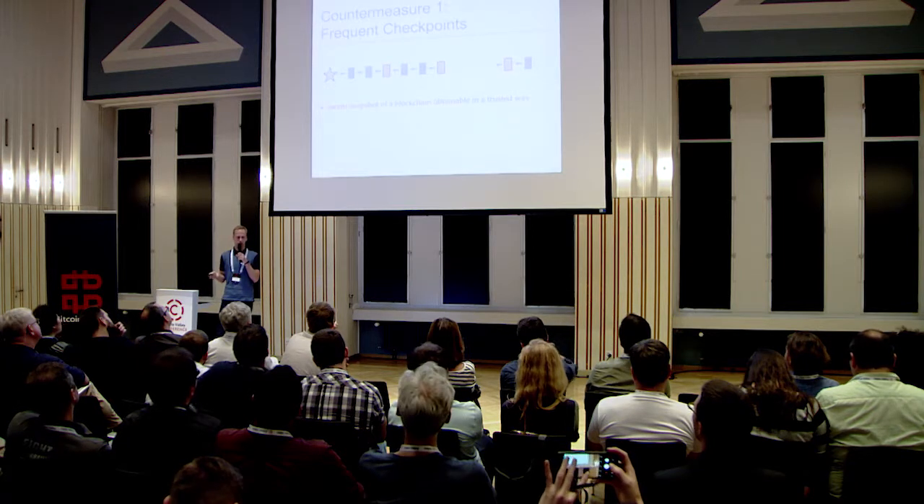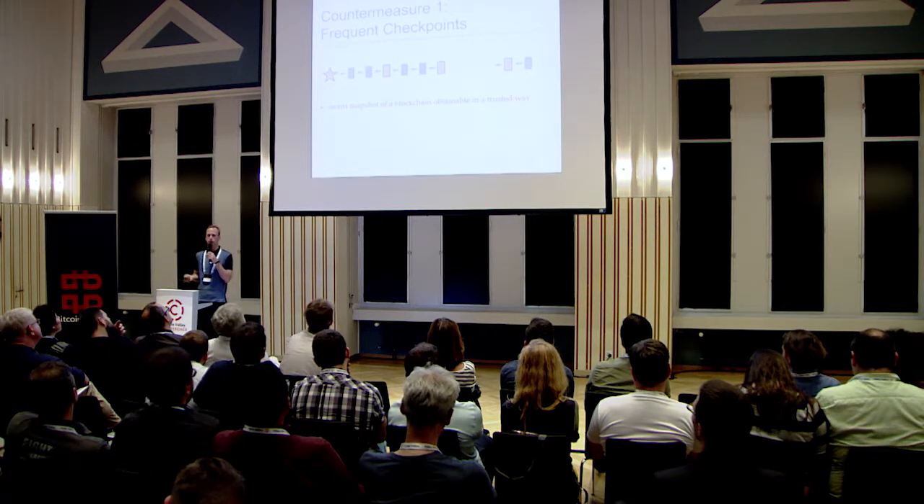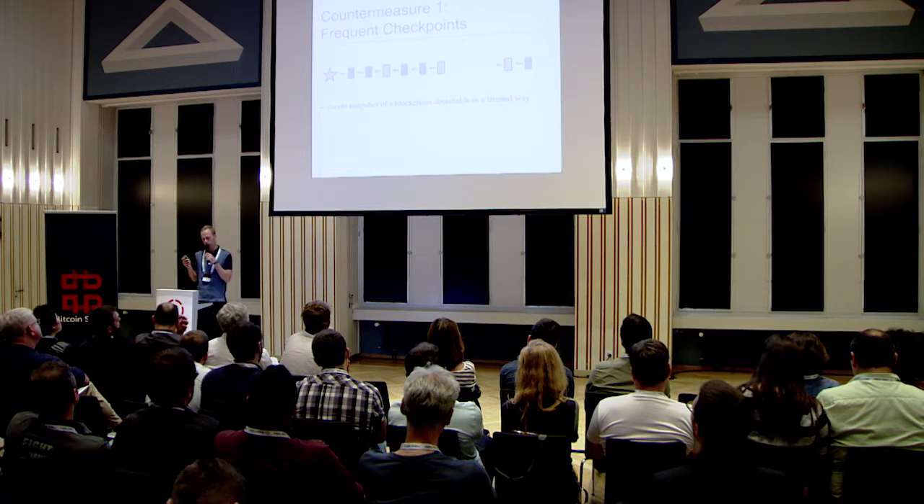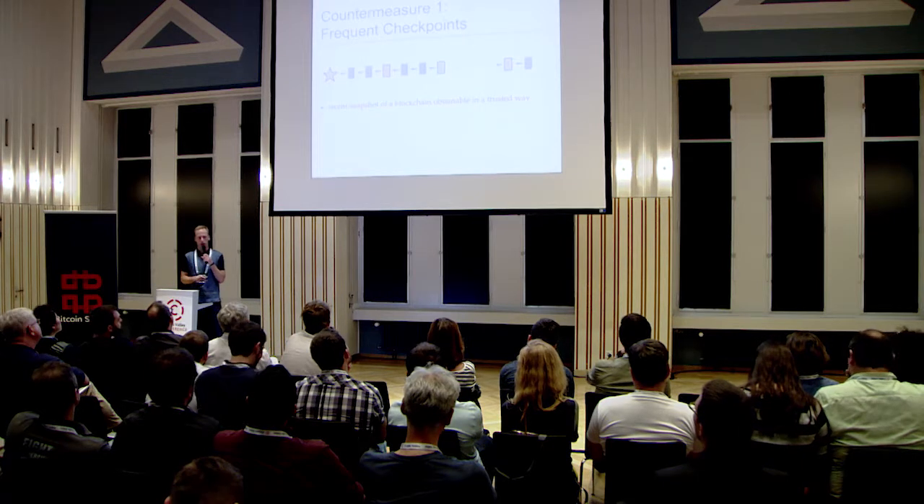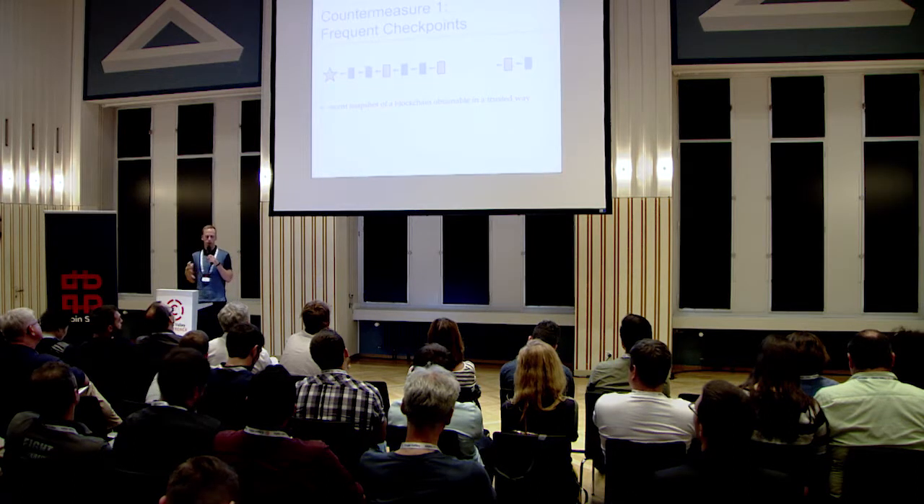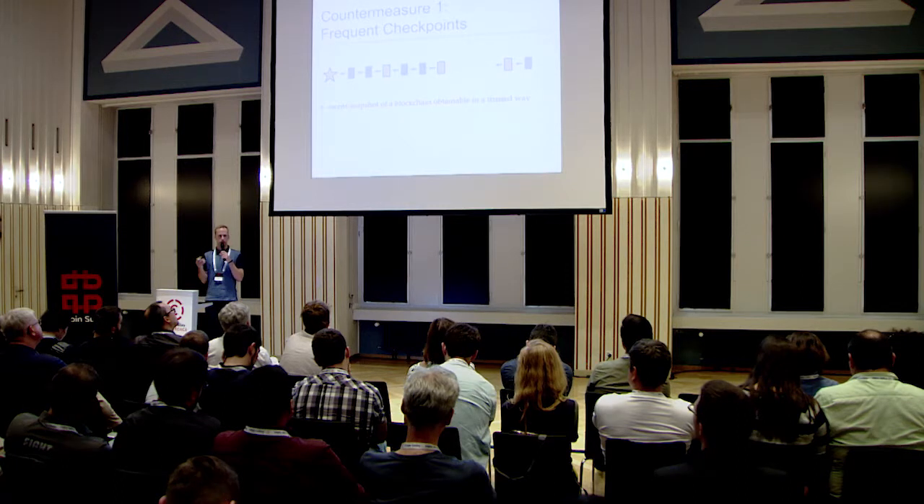There are also some countermeasures obviously implemented against this type of attack, as it's a well-known attack. The first countermeasure considered and widely implemented in proof-of-stake blockchains is frequent checkpointing. So this is the idea that we could take some of the blocks and basically carve them into stone.